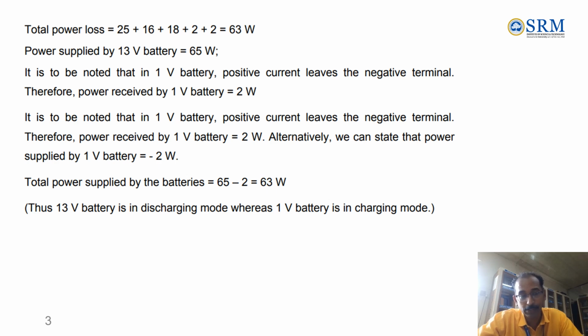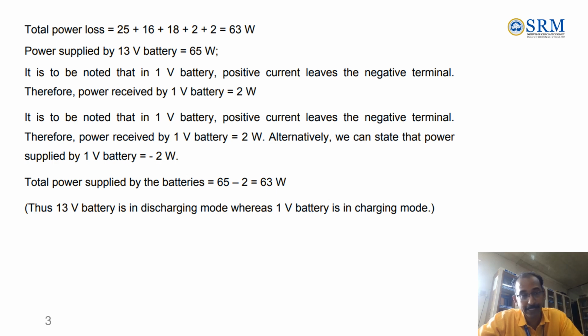Once you know the mesh current, you can easily calculate the branch current. Based on the branch current, you can easily calculate the voltage drop in that particular resistance or else the power loss in that particular resistance. Here the power loss is calculated in all the 5 resistances. Their values are 25, 16, 18, 2 and 2. So you can sum up all the losses in the resistances. It is 63 watts. Power supplied by the 13 volt battery.